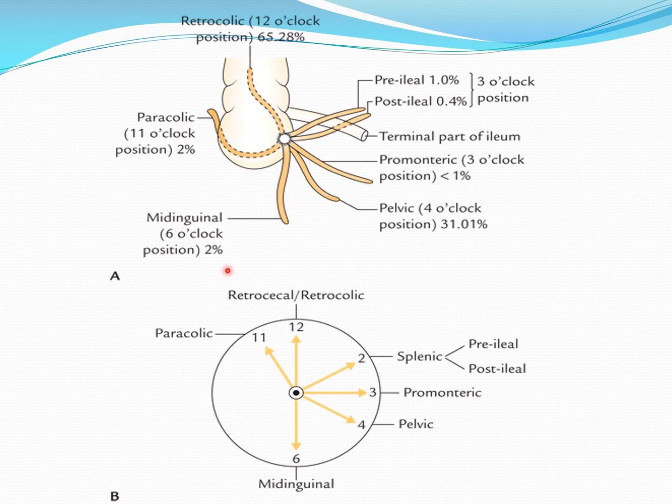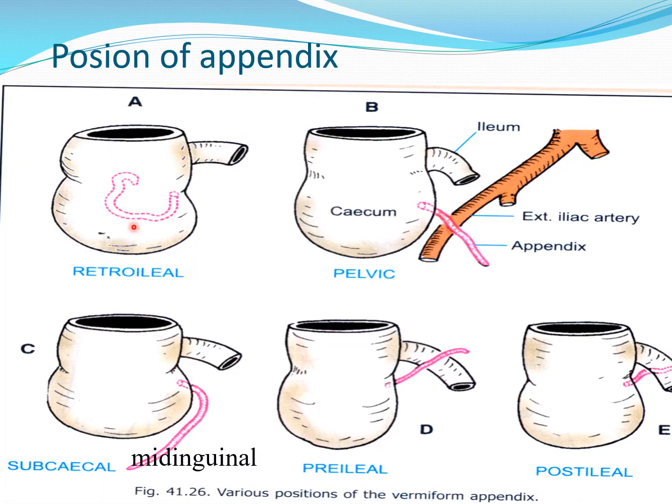So these are the different positions of the appendix: 12 o'clock retrocolic or retrocecal, 11 o'clock paracolic, 2 o'clock splenic, either pre-ileal or post-ileal, 3 o'clock promontoric, 4 o'clock pelvic, and 6 o'clock mid-inguinal position. In this diagram, you see the positions of the appendix, either retroileal, this one is pelvic, this one is subcecal, mid-inguinal, pre-ileal, and post-ileal position.